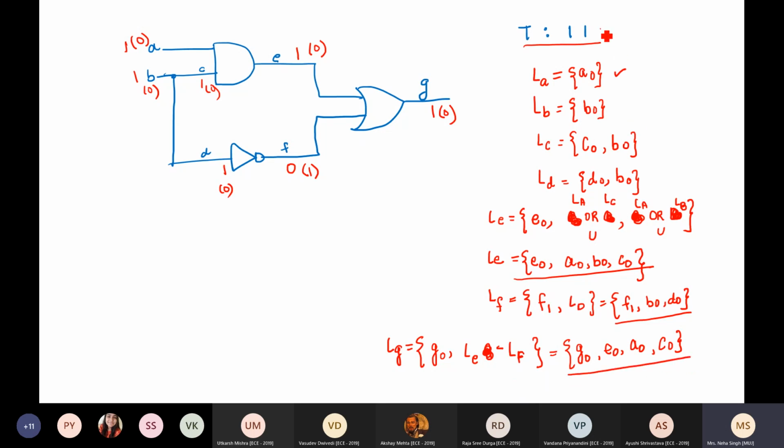So using the test vector 1, 1, the possible faults that can be detected are these: stuck at 0 fault at wire A, C, E, and G. ठीक है? Yes, ma'am. Okay.